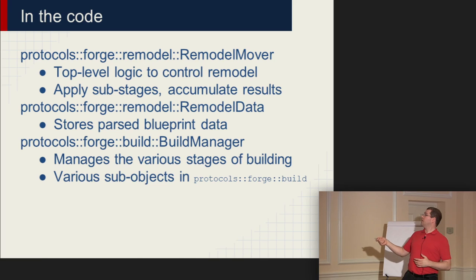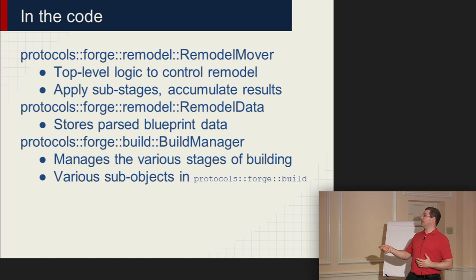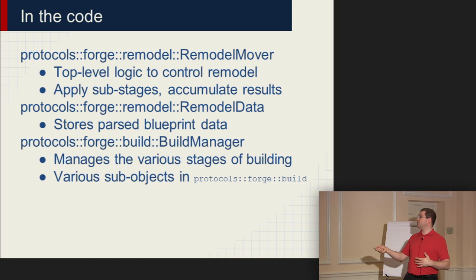In the code, the main overview would be protocols forge remodel RemodelMover. This encodes the top level logic as far as handling Remodel, and it applies the substages and accumulates the results. There's a RemodelData object which stores various parsed blueprint data. There's also protocols forge BuildManager, which manages the various substages of building. Those various substages are represented by sub-objects in this particular namespace.